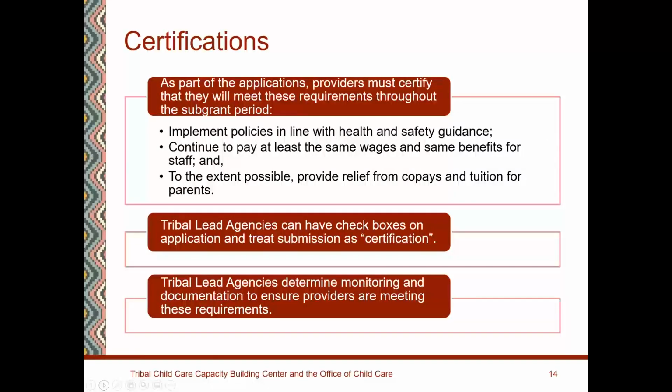And in order to certify the applications from childcare providers, they need to meet requirements throughout the subgrant period. They need to implement policies that are aligned with health and safety guidance, and continue to pay at least the same wages and benefits for staff, and not decrease those wages or benefits, even as a result of receiving a subgrant, because as mentioned earlier, this is to support the childcare industry and sector. And if at all possible, continue to provide relief from co-payments and tuition for parents.